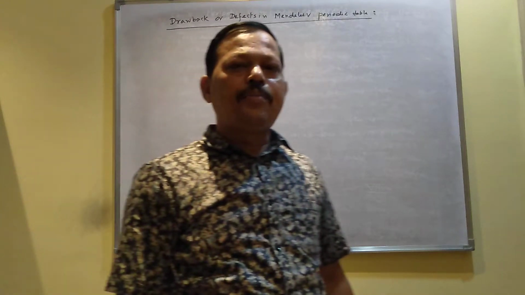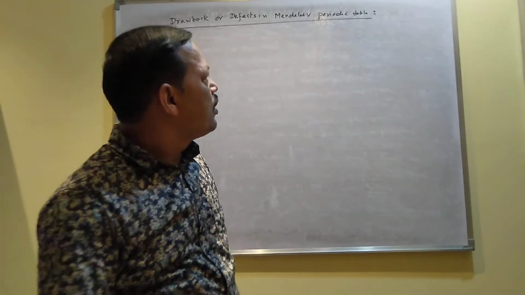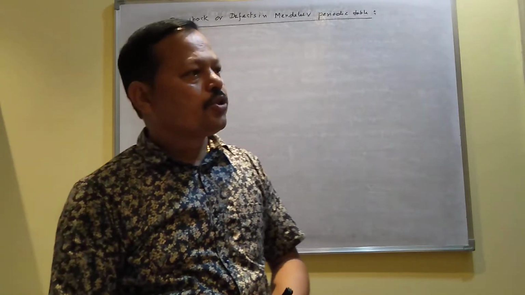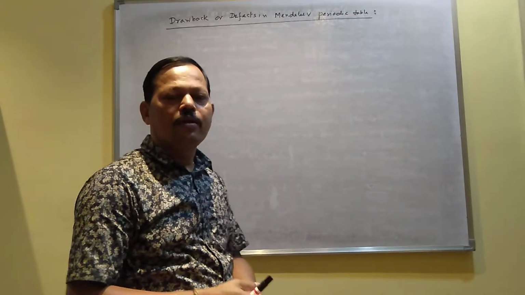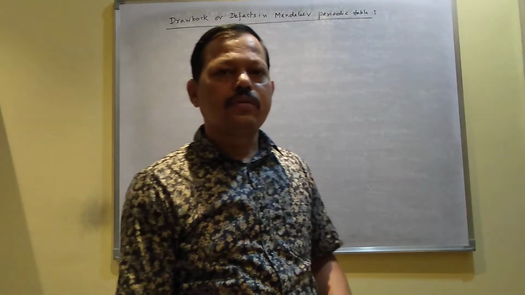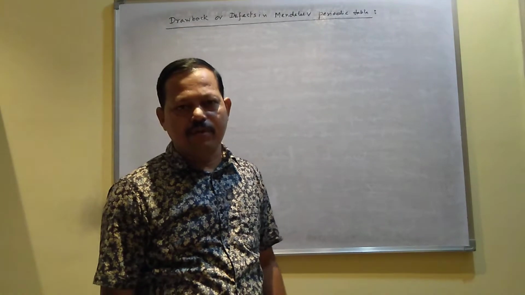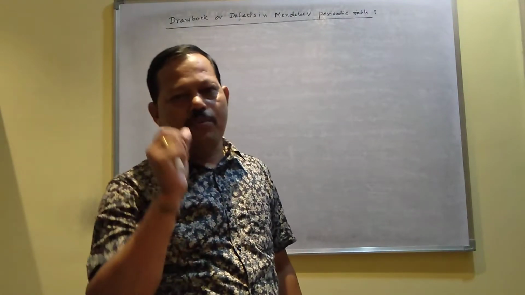Now, after discovering Mendeleev's periodic table, it was found that there are a number of drawbacks in that periodic table. So, what are the drawbacks? Number one drawback, the position of hydrogen is not fixed in that periodic table. That is one of the drawbacks.